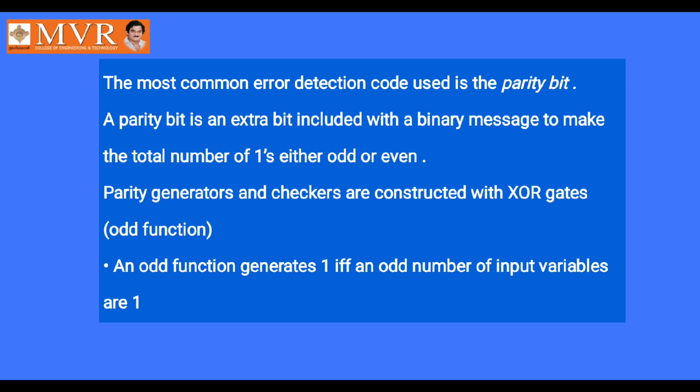Once again, you have to recall the XOR gate truth table, where if the 2 bits are 0, 0, then the output will be 0, and if the 2 bits are 1 and 0, the output will be something different. That you will get from the truth table of the XOR gate. An odd function generates 1 if and only if an odd number of input variables are 1 in the given stream. I told you previously, odd parity and even parity. How it is going to generate, we will see in the coming slides.